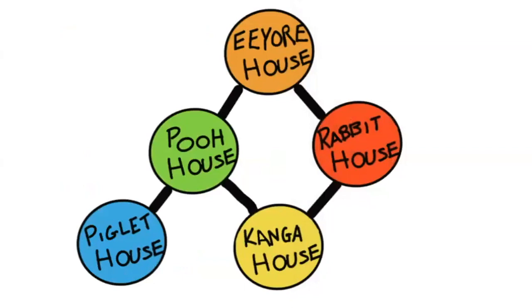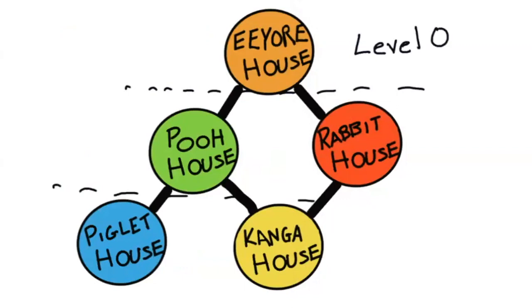Okay, this is the same graph, but I've just rearranged it. So my root node is at the top. So that root node, we'll say that is our level 0. And then all the children of that root node are going to be our next level, level 1. And then finally, we've got the children of the children, or the grandchildren, level 2.